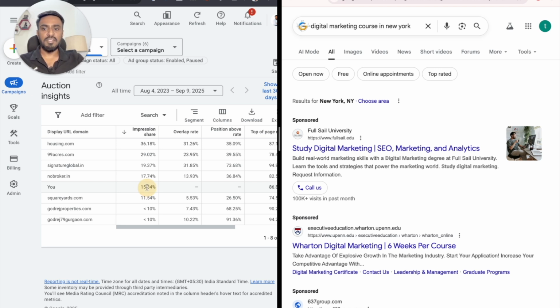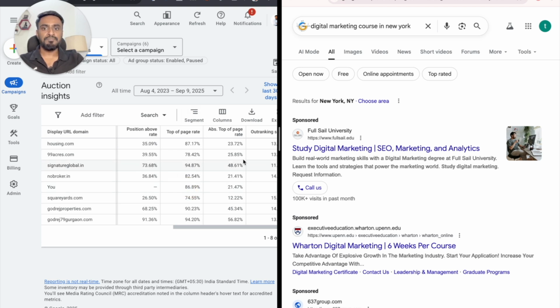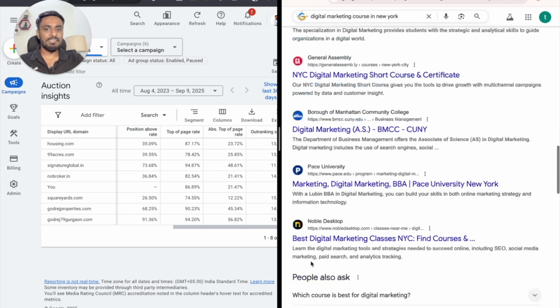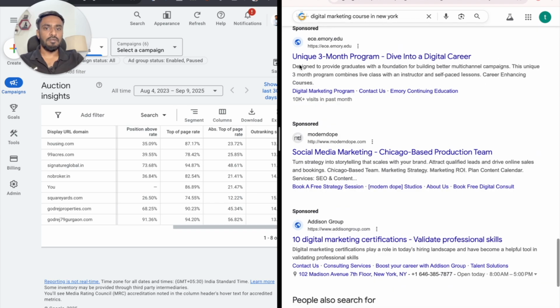Now out of this 15% impression share, I am getting 86.89% top of the page rate and 21.47% absolute top of the page rate. Let's understand what 86.89% top of the page rate is. Whenever anybody searches, you will see the ads on the top side of Google, which is 1, 2, 3, 4, and you'll see ads similarly at the bottom side of Google.